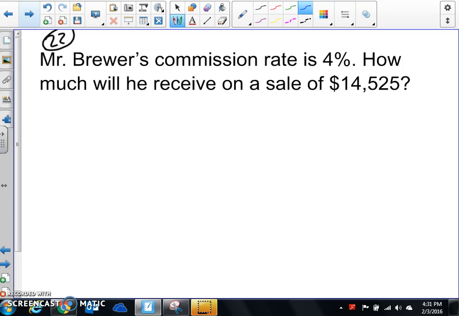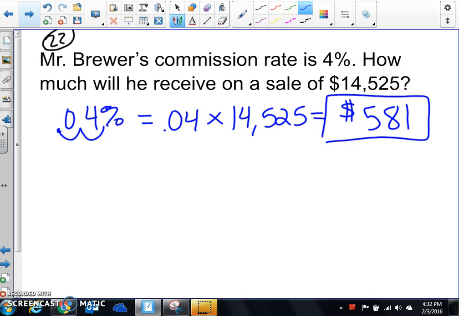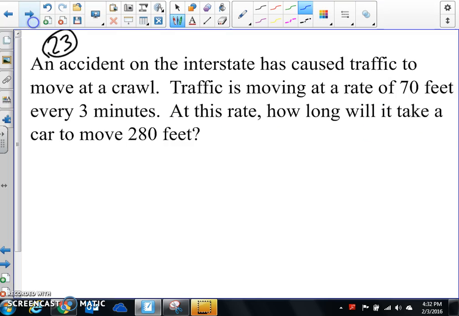Mr. Brewer's commission rate is 4%. How much will he receive on a sale of $14,525? I turned 4% into a decimal. So that's 0.04 times $14,525. And that should give me $581. And that's it. That's his commission, $581.